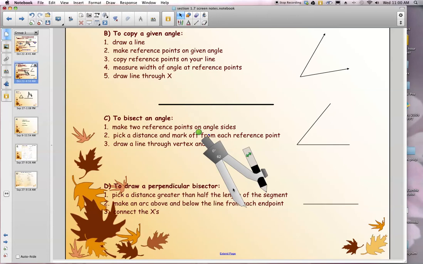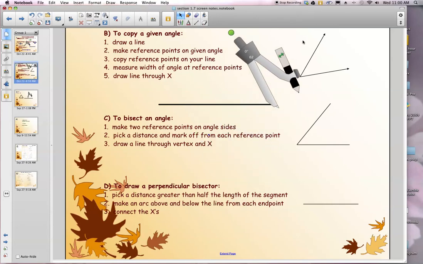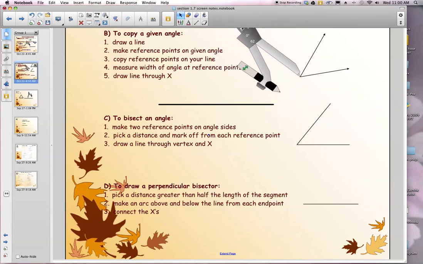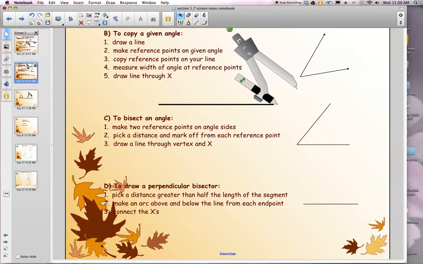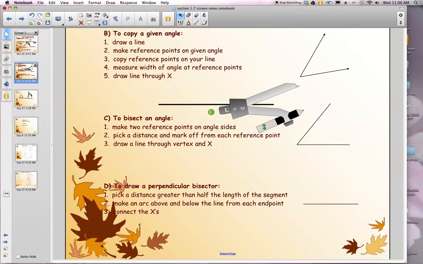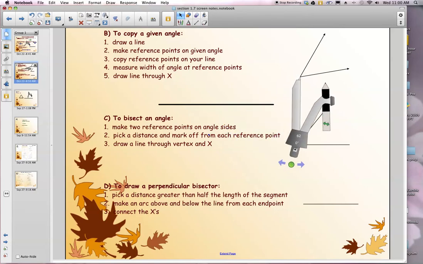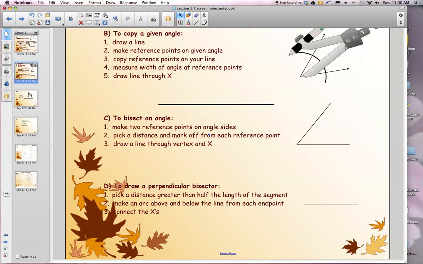Then you're going to grab your compass, and put the end of it right on the vertex of the angle. And what you are going to do is make something called reference points. Now yours is a little bit easier to manipulate. Mine, I have to go through the steps here. But you're going to make 2 reference points.